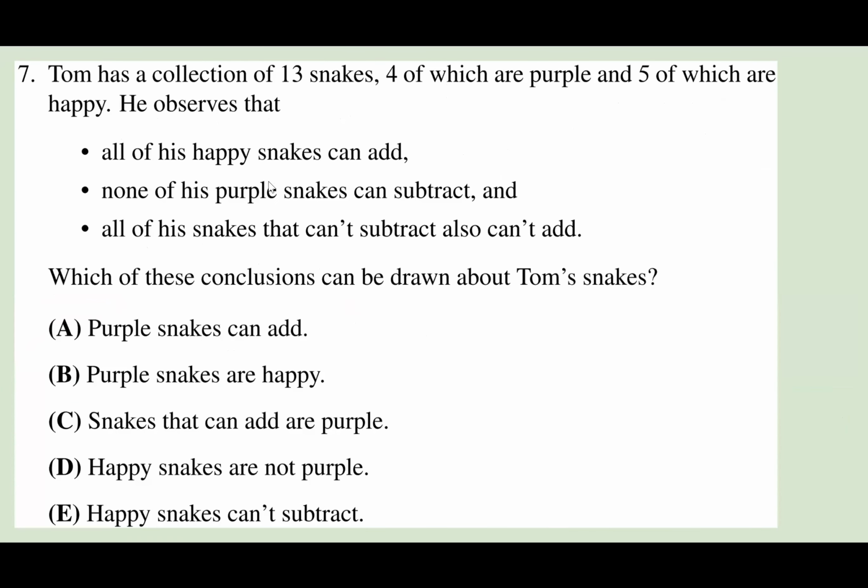All right, number 7. Oh, I like this one, it's fun. I like these kinds of problems. Remember, I run the logic puzzle club, so I love this type of stuff. It says Tom has a collection of 13 snakes, 4 of which are purple and 5 of which are happy. He observes that all of his happy snakes can add, none of his purple snakes can subtract, and all of his snakes that can't subtract also can't add.